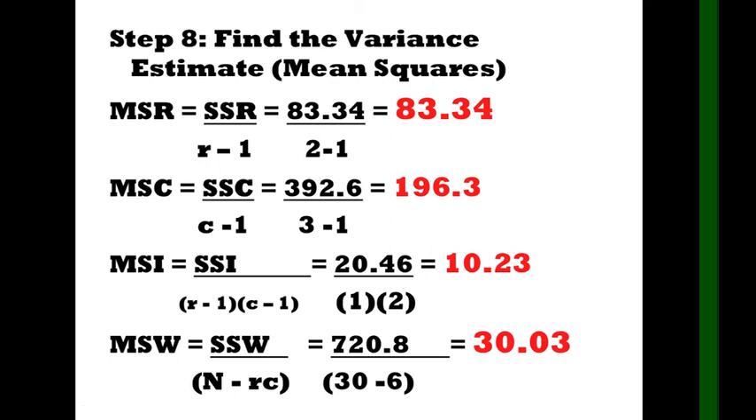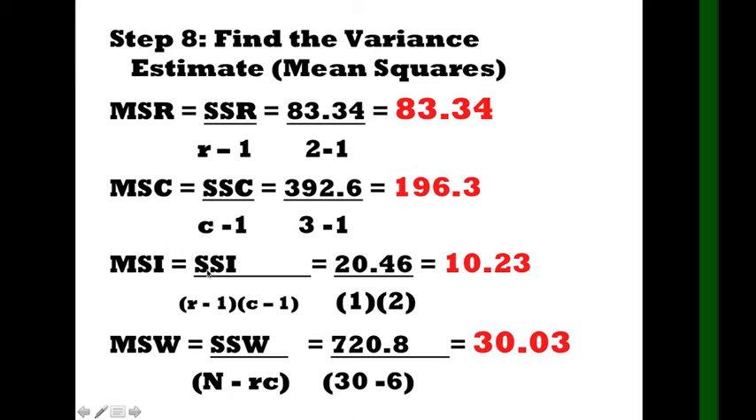So for this one, for the MSR, we will get the mean squares. MSR has a formula SSR over R minus 1. SSR is 83.34 over 2 minus 1. R is 2. So we have 83.34 because it's equal to 1. For the MSC, we have SSC over C minus 1. So we have the computed SSC is 392.6, and for the column, we have 3 minus 1, so that's 2. 392.6 divided by 2, the answer is 196.3.